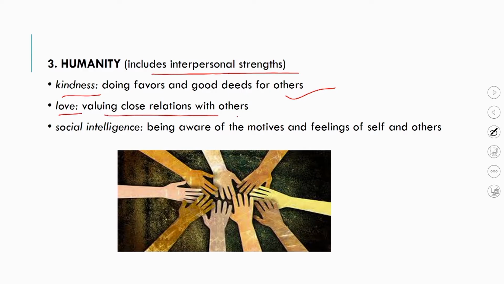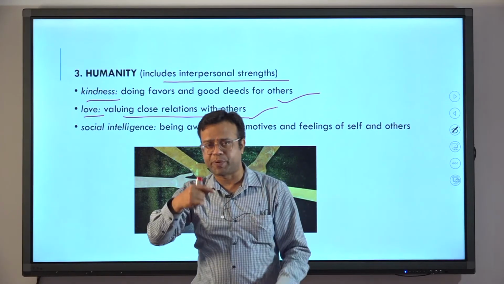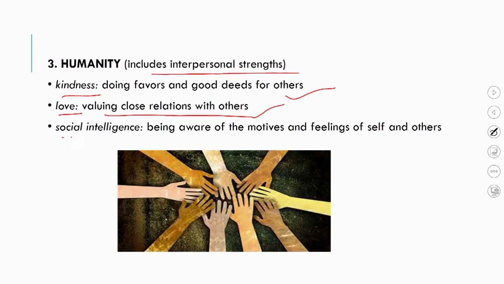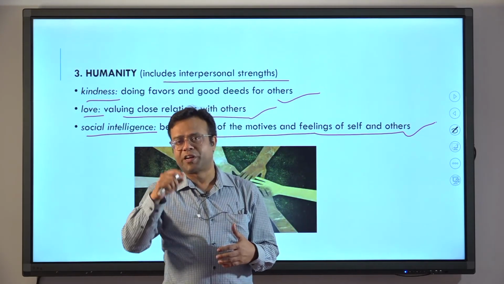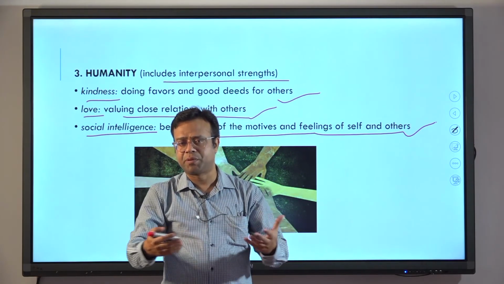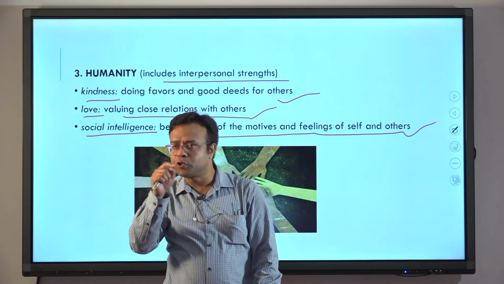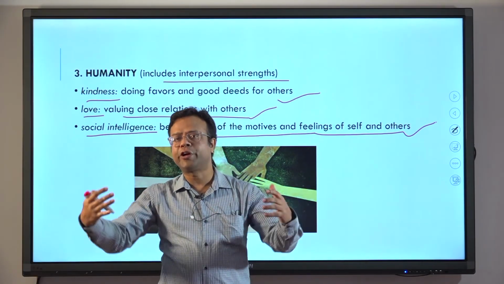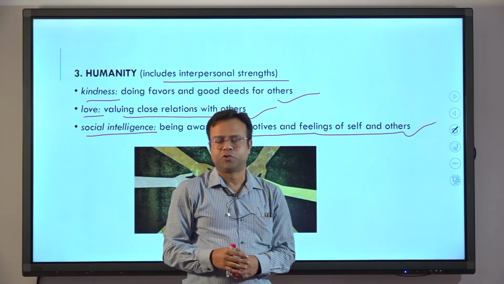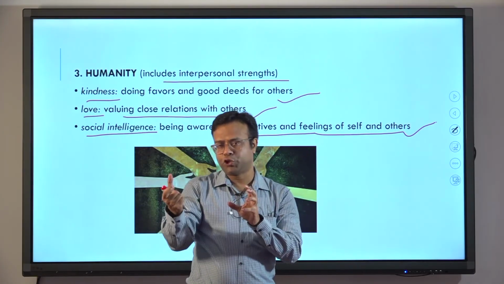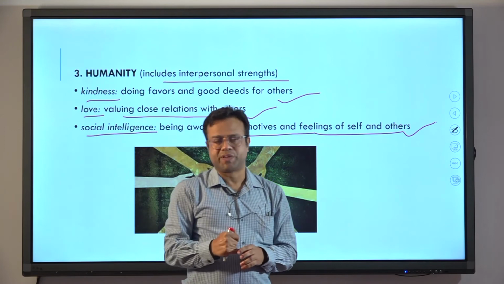Then love, valuing close relations with other people. So when you value the relationship and express it in a very positive way, that can broadly be called love. Then comes something called social intelligence, which means being aware of the motives and feelings of self and others. It is understanding yourself and others, their motives and feelings, and understanding the perspectives of other people. So you are not just intelligent in the thinking process, but you also understand other people, understand yourself, and accordingly you behave. So you are more intelligent in social situations.